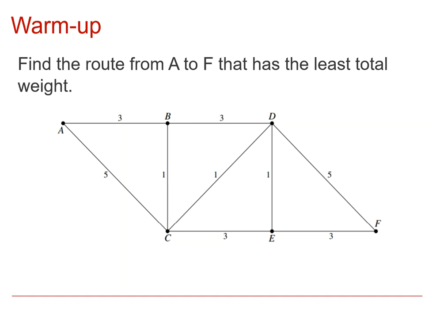Now, of course, these weightings could be times or costs or distances, whatever it is, but we're trying to minimize that total weight. So you might want to just pause the video for a moment now and see if you can do this by just looking at it, and then we'll have a look at a formal algorithm that can tackle this problem after that. So if you do think you know what the shortest route is, you might want to make a note of it, and then we'll see if you're right later on.